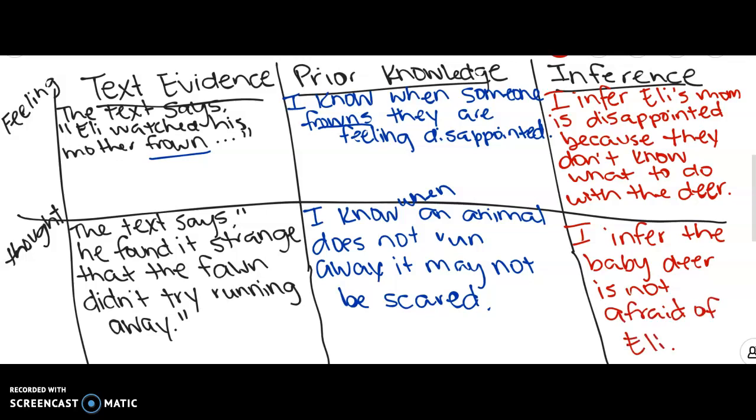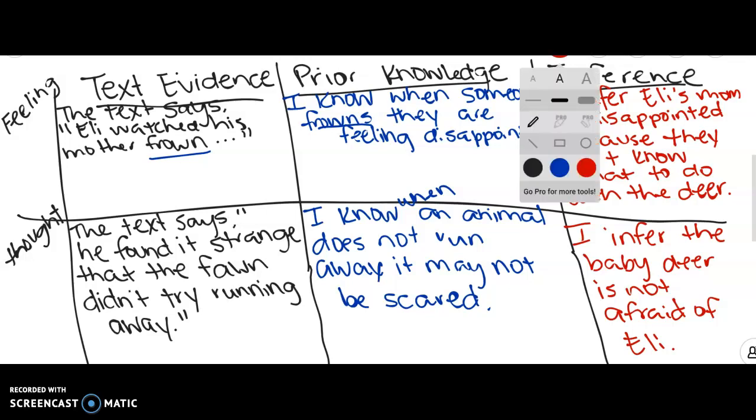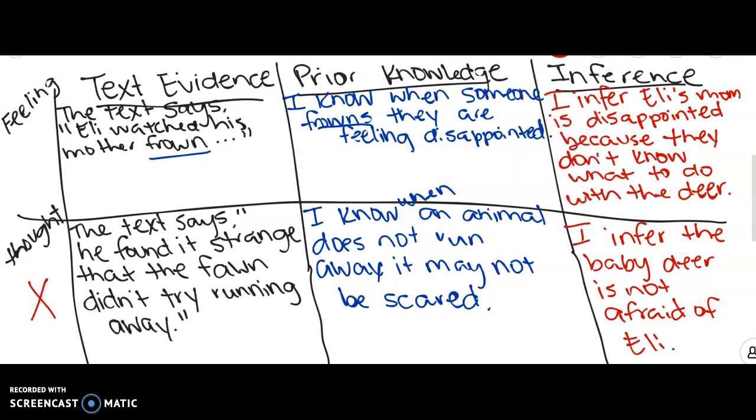Now, if you read the story, you will find that the reason why the fawn is not running away is not because he's not afraid. So what we would do is check and see if our inferences are correct after we read the entire story. So on this one, we would say it's definitely not correct. We can put a big X because that didn't happen in the story. But in the feeling, we can put a check because the parent was sad that the baby deer was hurt and they didn't know what to do with it.